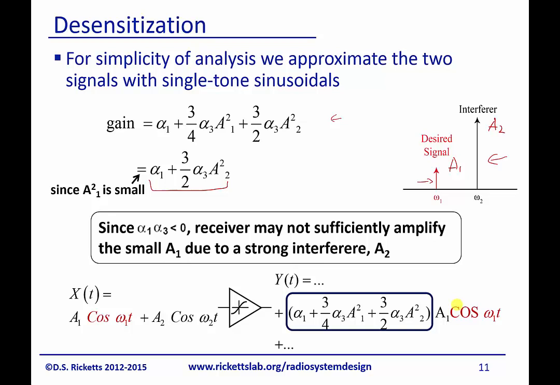And since alpha 1 and alpha 3 are generally less than 0, the receiver may not sufficiently amplify the small A1 due to the strong A2. So let's put in our signal here, and if we look at our output gain here, we may not actually get A1 amplified because A2 is so much larger. So what we're going to get is simply alpha 1 and then a nonlinear gain term due to A2.